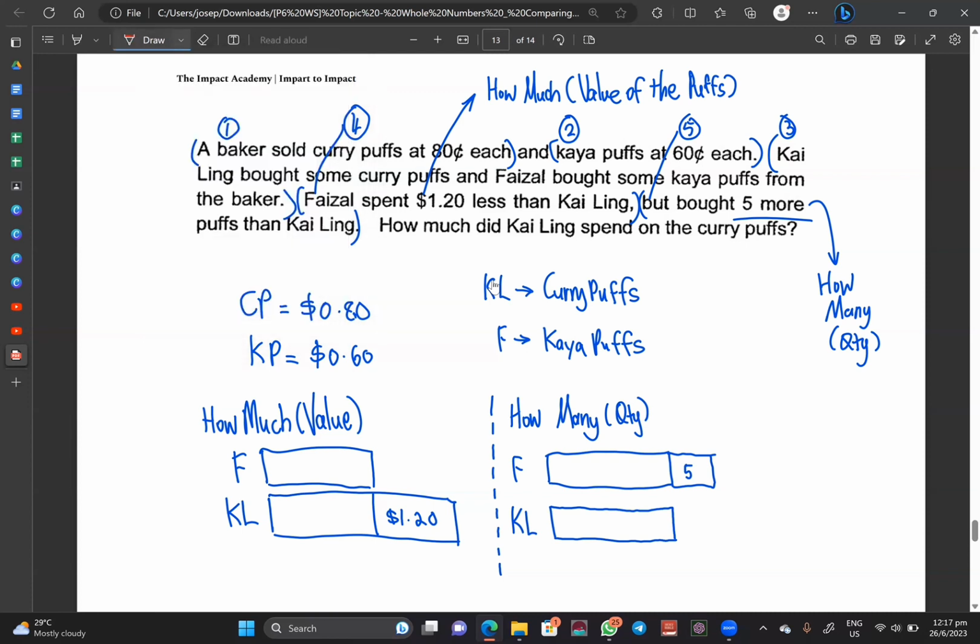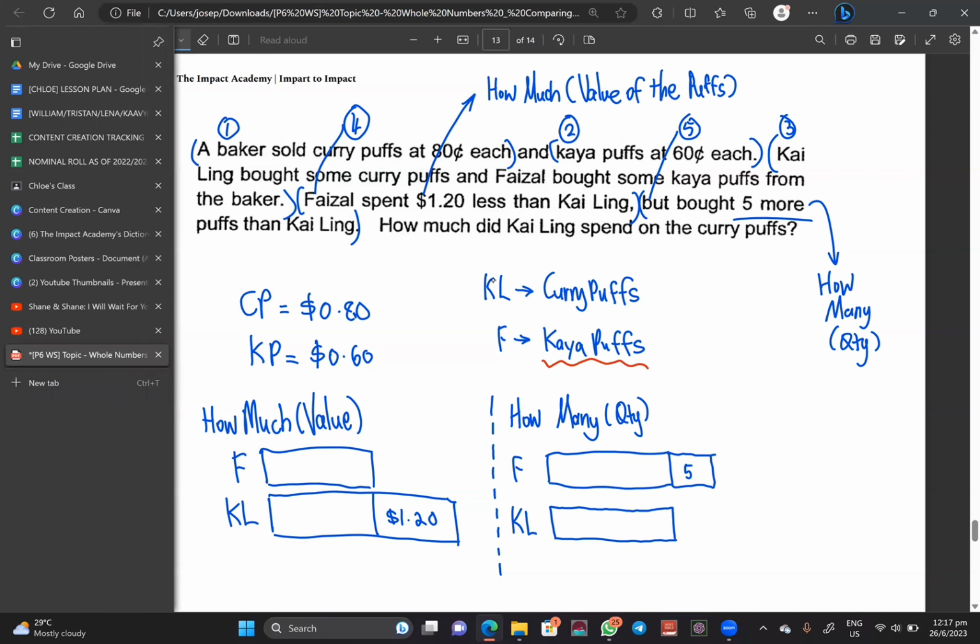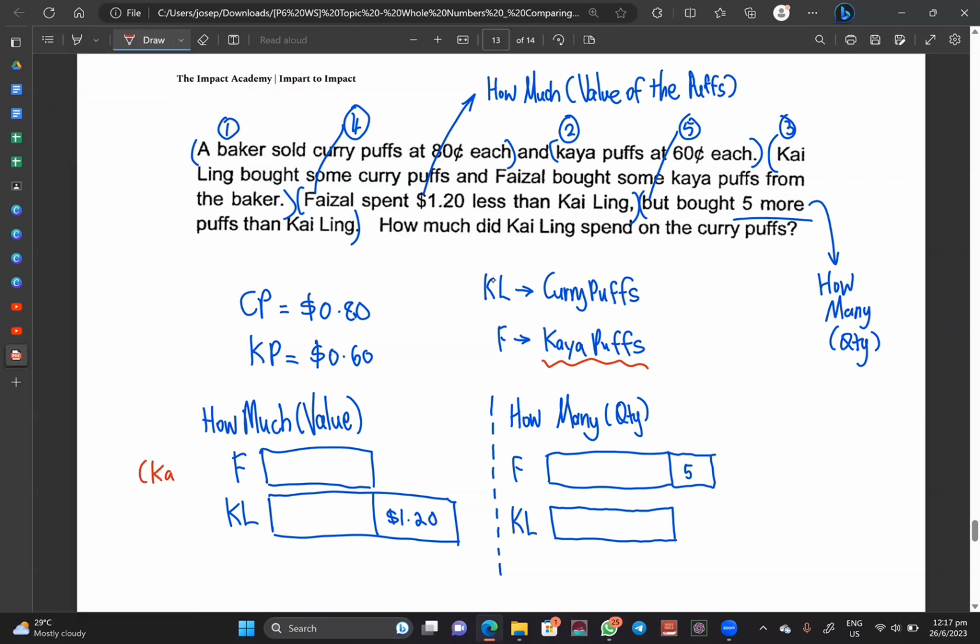Now, Faisal decided to buy kaya puffs, as you can see over here. So you might want to write down kaya over here so that you don't get confused. And for Kailing, it will be curry. So kaya, curry. In fact, you can also write down that the kaya is 60 cents and the curry is 80 cents. All of these things must be noted down.